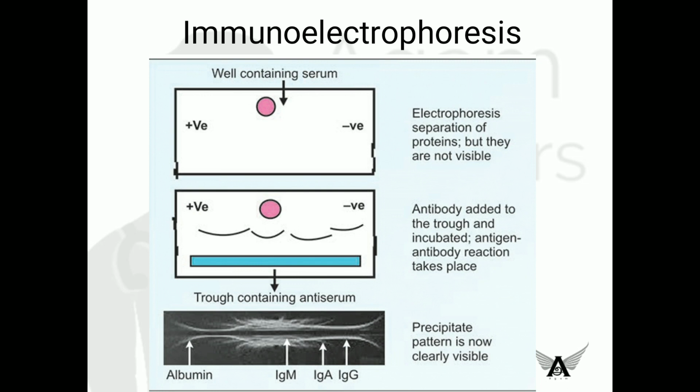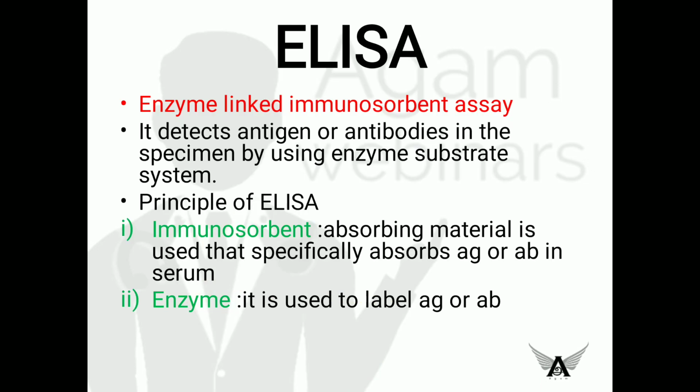Then we are adding the antibody to the trough and incubating. Antigen antibody reaction takes place. Then we can see the patterns of different proteins present there. See, you can see the precipitation arcs in this picture. These precipitation arcs are formed where antigen antibody molecules are at 1:1 ratio. The main role of antibody here is to visualize the antigen present there. Okay, so this method is very sensitive and specific than ordinary electrophoresis. Okay, that's all about electrophoresis.